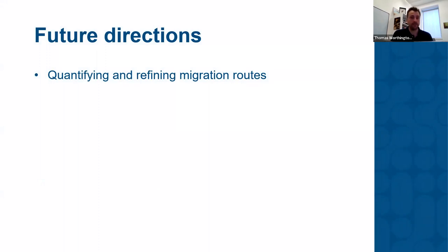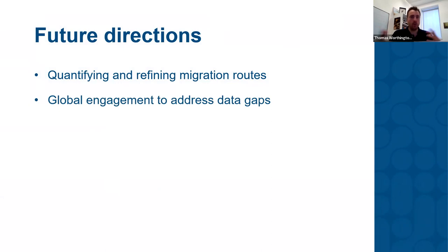Firstly, we need to quantify and refine the migration routes. Mapping the actual migration routes within a basin will allow us to more accurately evaluate the impact of human activities on freshwater migratory species. We also need to engage a wider audience to address data. For instance, some factors that describe a global swimway are less amenable to the creation of spatial methods. We're thinking about things like religious or cultural values. So bringing together a big group would help us to try and map those.